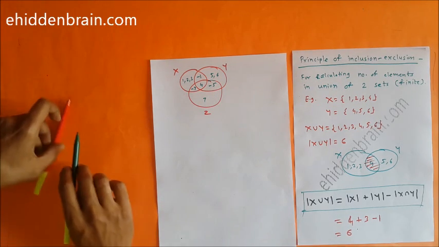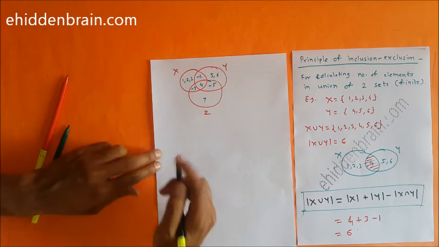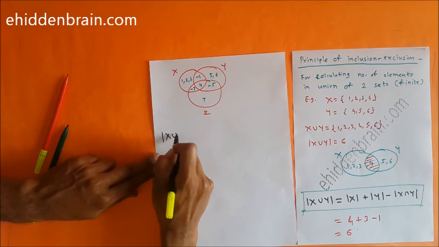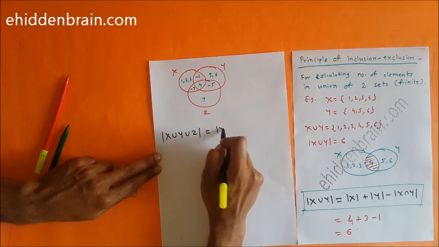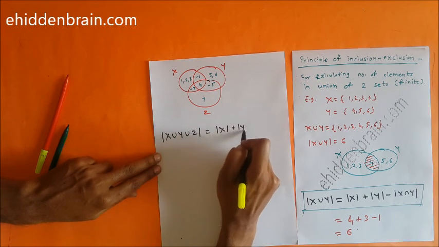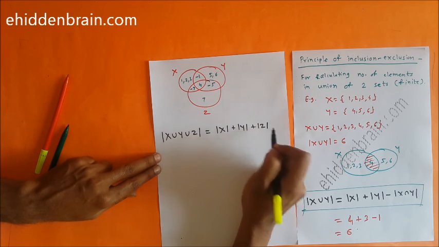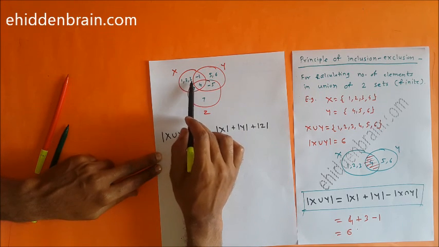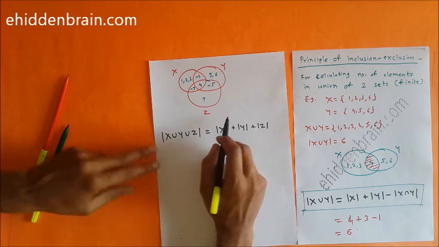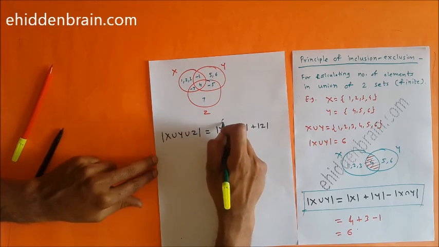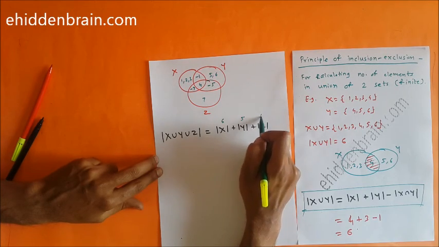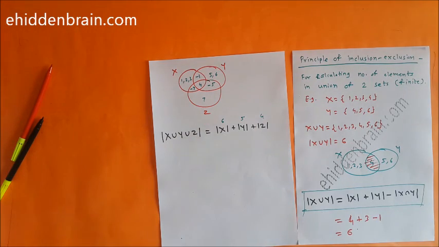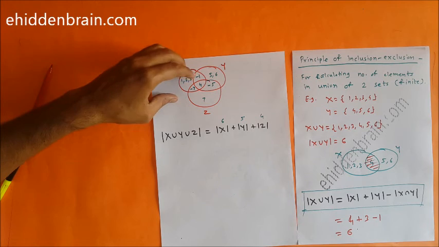So how to get a formula now? You can see mod of x union y union z will be equal to mod x plus mod y plus mod z. Now what is mod x? How many elements are there? 6 elements are present here. Mod x consists of 6 elements, mod y consists of 5 elements, and mod z consists of 4 elements. But actually when you do the union, how many elements will we really get?